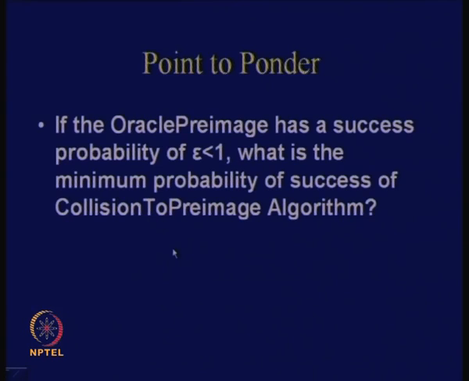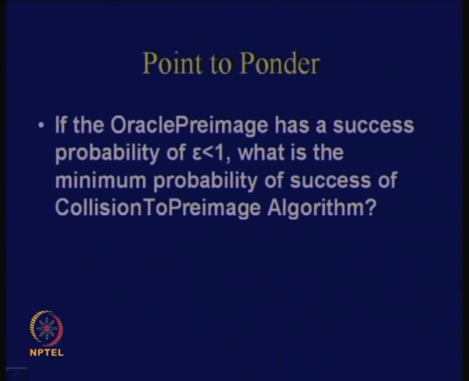Okay, so what was the ideal hash function model? The main assumption was that if I need to compute a new hash value, however many previous hash values you have computed, if you are computing the hash for a new input, then you have to compute it again. Previous values should not help you, right? Very informally this was the meaning. Okay, so now you can ponder upon a point which says that if the oracle preimage has a success probability of epsilon which is less than 1, then what is the minimum probability of success of the collision to preimage algorithm? So you can just think on this.